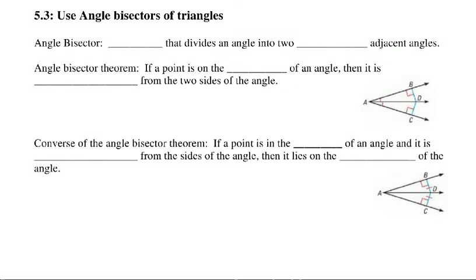In this video, we're going to talk about angle bisectors and triangles and just the different properties that are created by them. So first, let's review what an angle bisector is. It's a ray that divides our angle into two congruent adjacent angles.